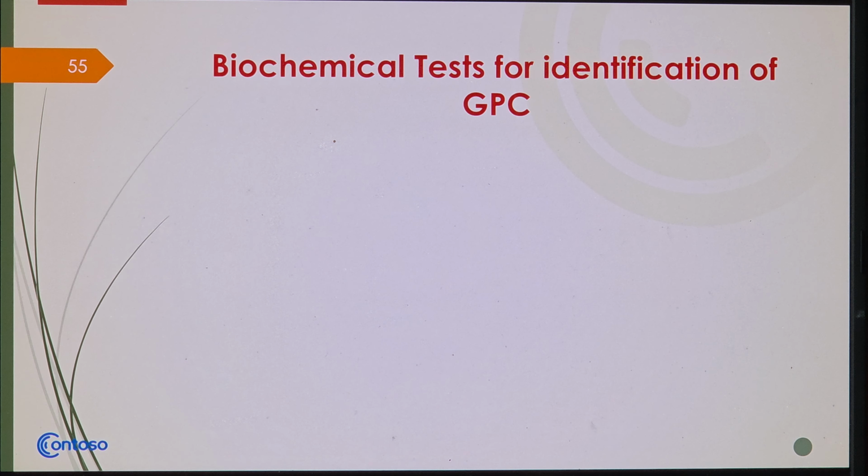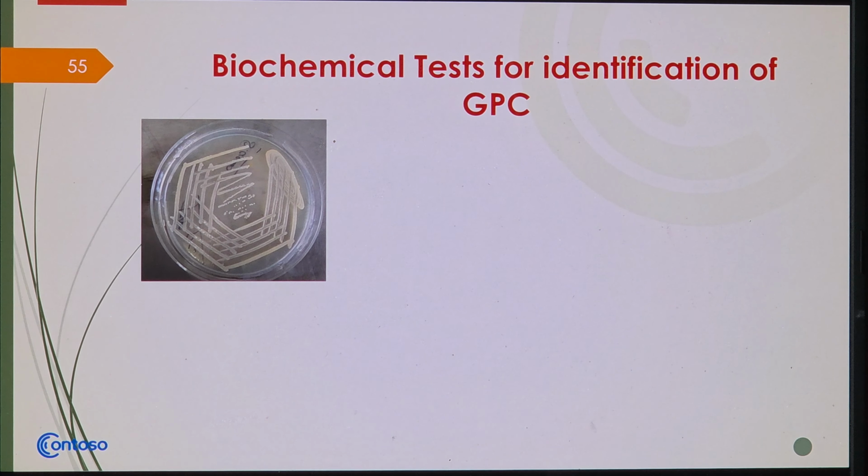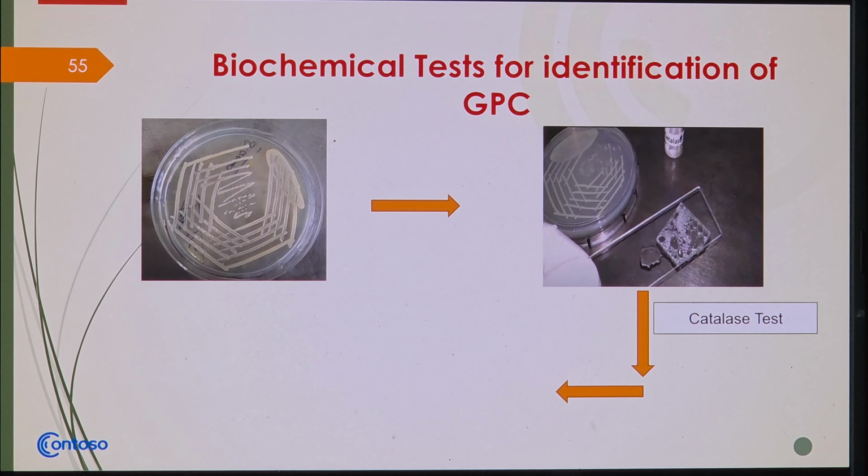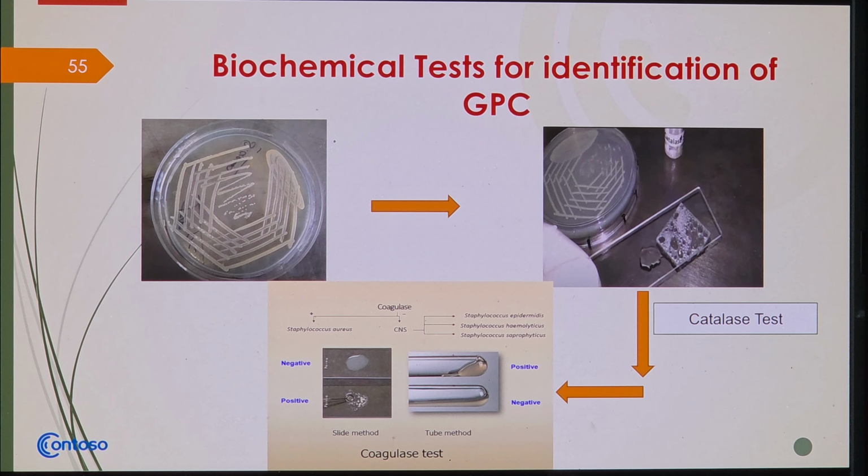Next, the colony was subjected to biochemical tests for identification of gram-positive cocci. From the nutrient agar plate, all the biochemical tests should be performed. The first test is the catalase test. Here it is catalase positive. After the catalase test, the next test should be the coagulase test in case of gram-positive cocci. It also showed the coagulase test is positive. So the organism is Staphylococcus aureus.